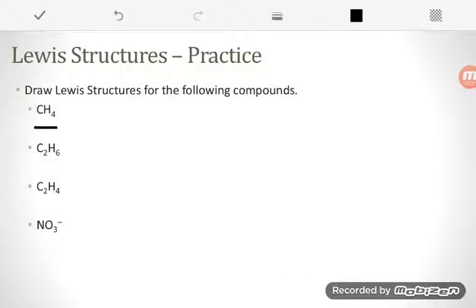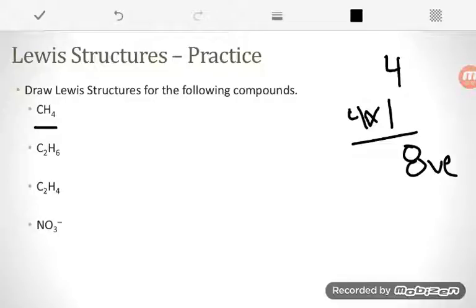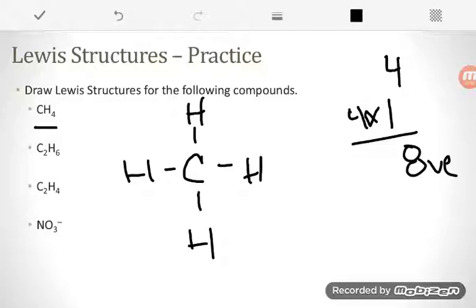Let's start with CH4 here. So the first thing we're going to do is add up the valence electrons. Carbon has 4, and hydrogen has 1, but we have 4 of them, so we'll multiply that by 4. So 4 plus 4 gives me 8 valence electrons total. Now I'll draw the basic structure. Got a carbon, he's the less electronegative, so he goes in the middle, and my hydrogens have to go on the outside. So I'll draw those around there. I have 4 bonds here. And so each of those contains 2 electrons, so 4 times 2, I've used up 8 electrons just for bonding.